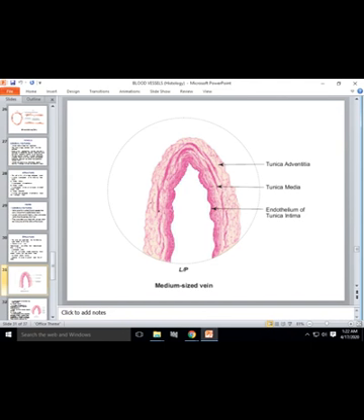This picture shows the medium-sized vein: endothelium, a thin tunica media, and a thick tunica adventitia.